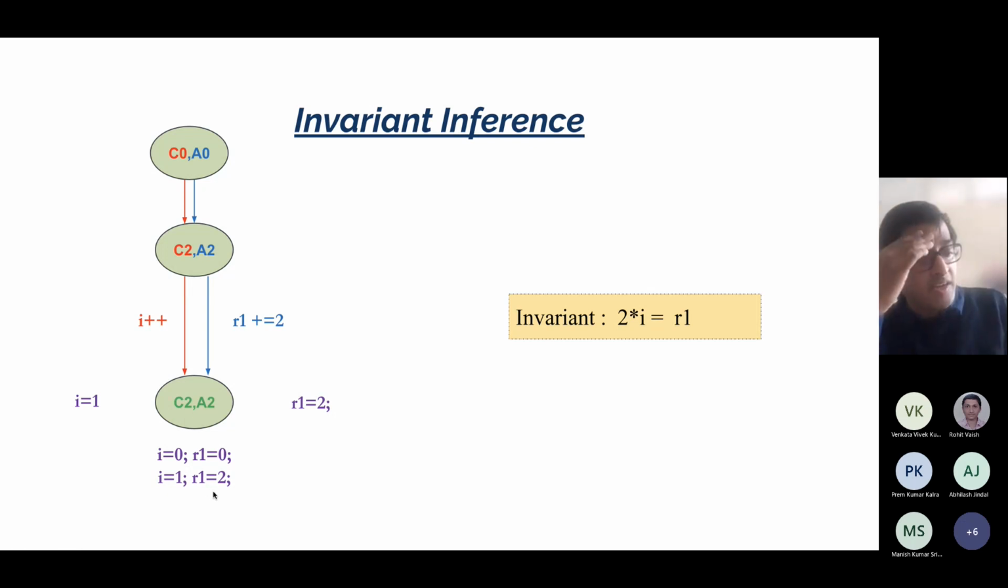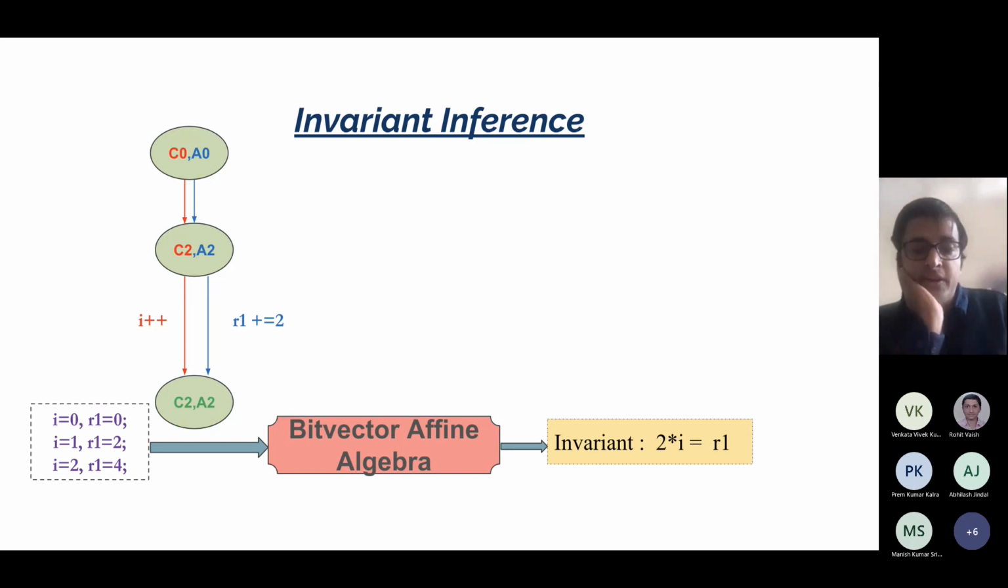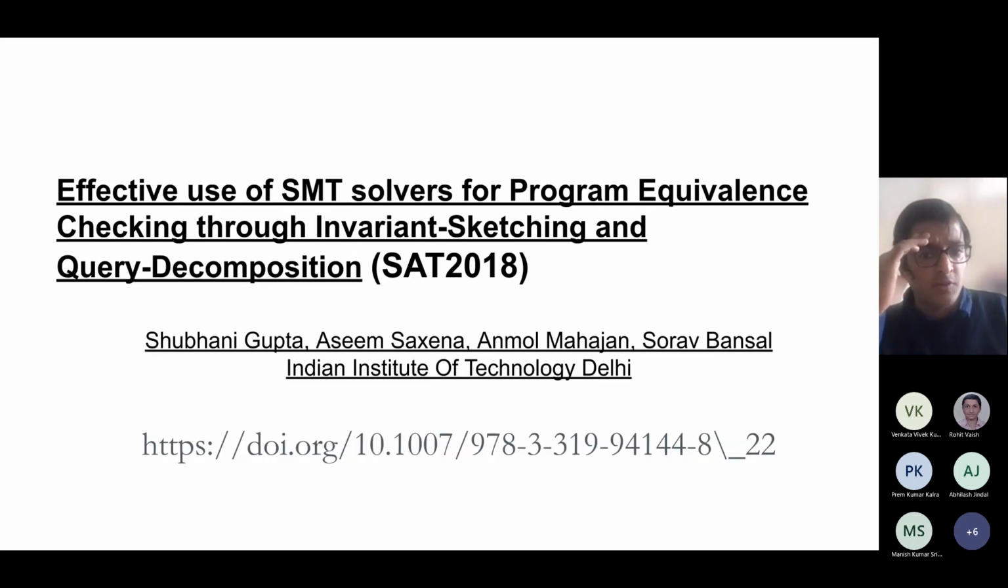And then I can use these data points with some linear algebra, which is called bit vector affine algebra, and ask, can you construct an invariant from these data points? This kind of technique works really well to infer affine invariants of the form summation ai xi equals 0, where the xi's are the unknowns. In this case, the xi's would be I and R1, and it emits an invariant. This work was published in SAT 2018.